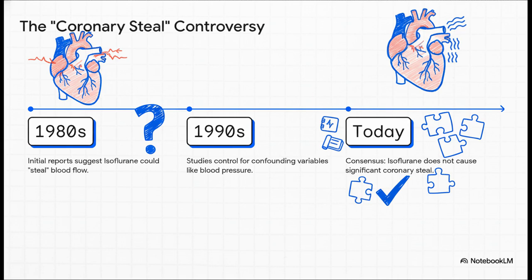Let's just touch on a quick piece of anesthetic history, because it's quite important. The coronary steal debate surrounding isoflurane was a massive topic back in the 80s. The theory was that because isoflurane dilated healthy coronary arterioles, it could divert or steal blood flow away from already stenosed vessels which were maximally dilated just to get by. However, subsequent, more rigorous studies came along that meticulously controlled for confounding variables like blood pressure and heart rate, and these studies demonstrated that this effect, while theoretically possible, was not clinically significant. The consensus today is quite clear. With careful hemodynamic management, isoflurane is safe to use in patients with coronary artery disease.